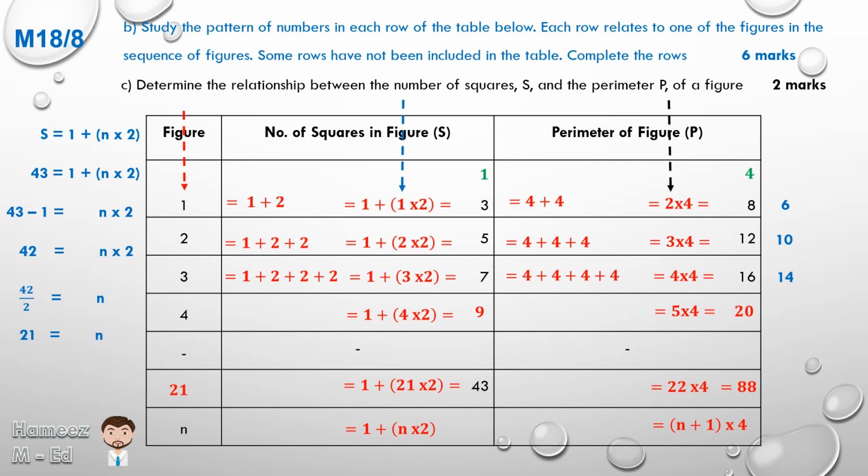As such, to get P, the parameter, we are taking S and multiplying by 2. So that's 2S and add 2. And that will be the relationship between the parameter and the squares. P is equal to 2S plus 2.